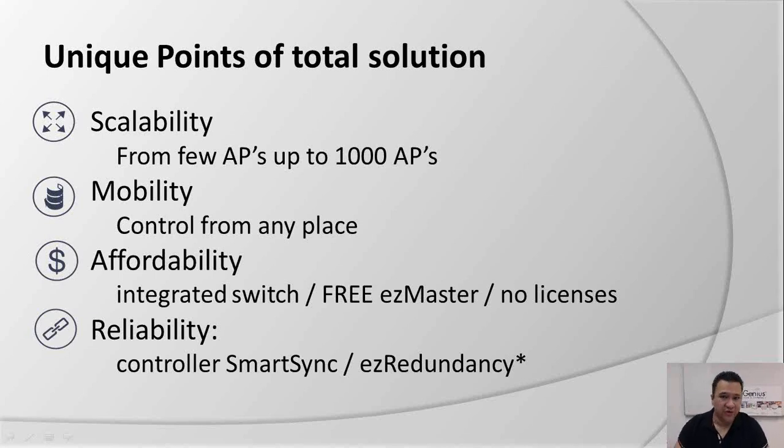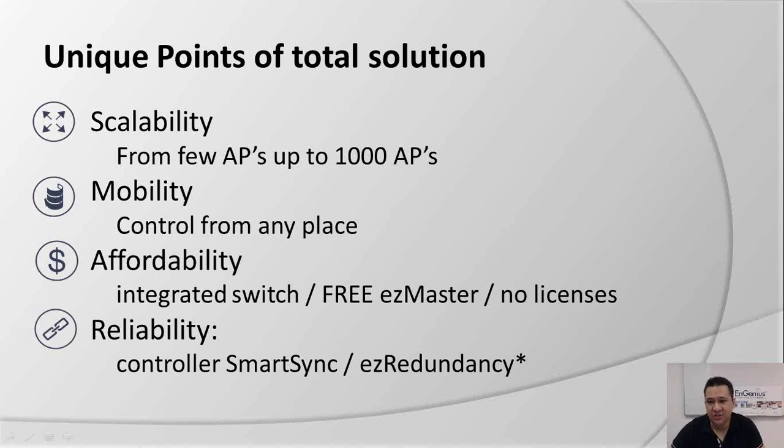So we integrated the controller into an L2 PoE switch. With only one switch and a few access points, you can already have a complete featured wireless management solution without the need for extra hardware or software. You can scale up these solutions up to 1,000 access points with our free ezMaster software. You can have the ezMaster running locally or remotely in the cloud for total mobile access, and you can access the ezMaster interface from any place.